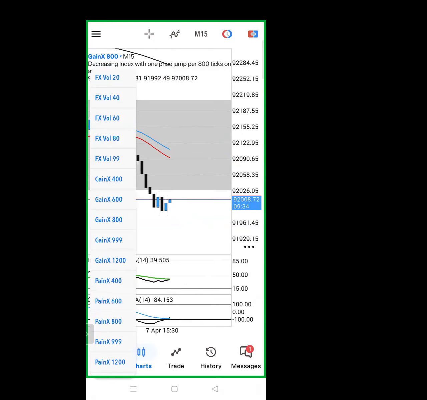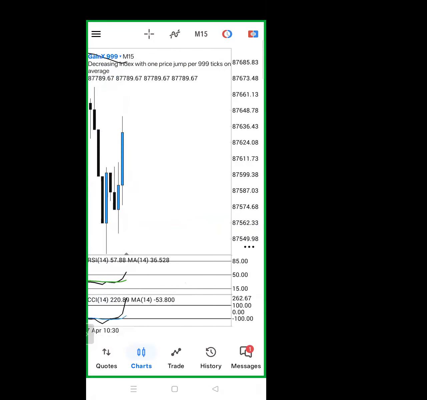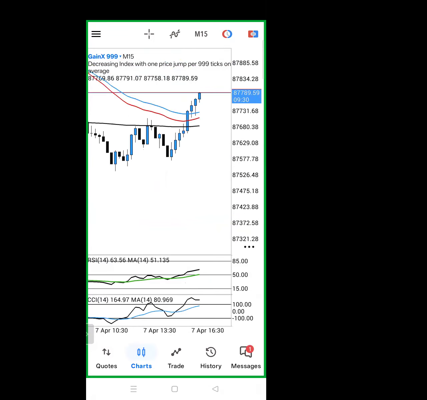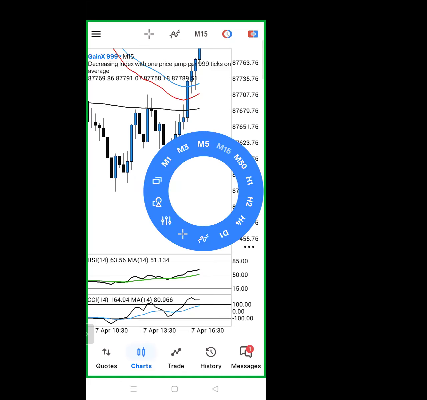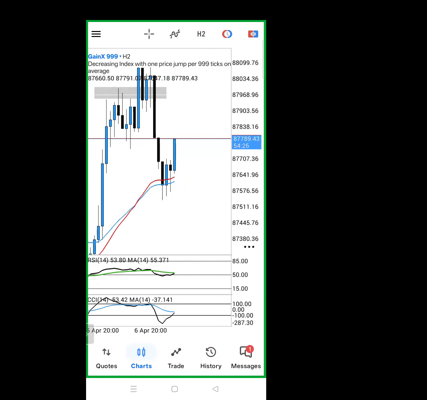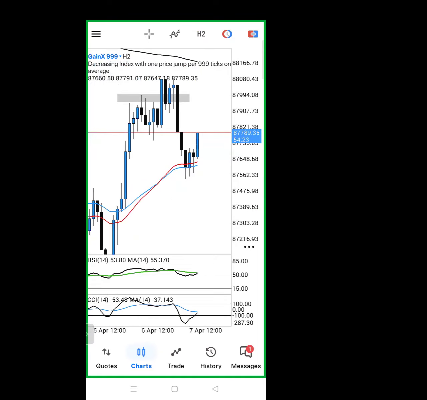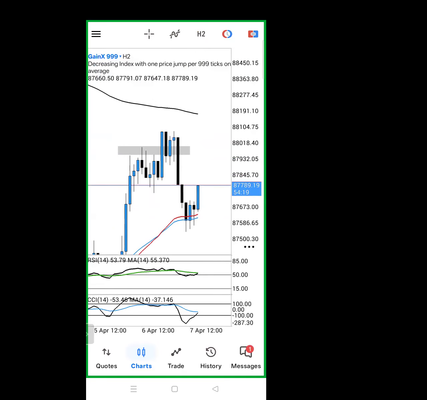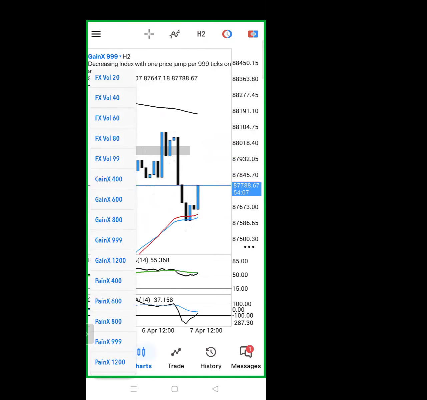So let's go to the next one, G9. Okay, so this is a good rejection from this level. The market is going back up, probably to close this gap, or come to the order block, because there's a gap here. So this market will still go up. Let's look for another one, G12.